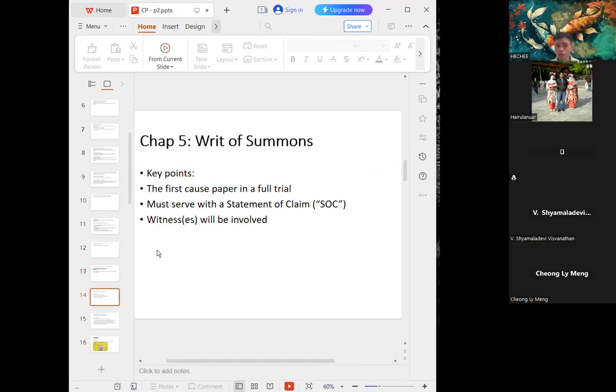Okay, so we have settled Chapter 4 for parties already. Right now, I will come to writ of summons. So, is anyone still not understanding any part in the parties?